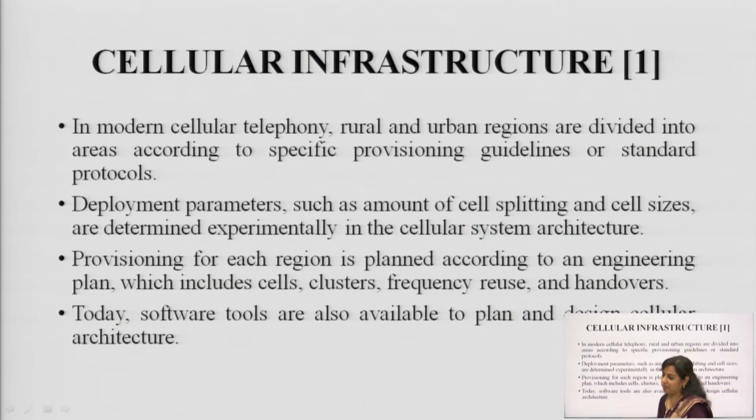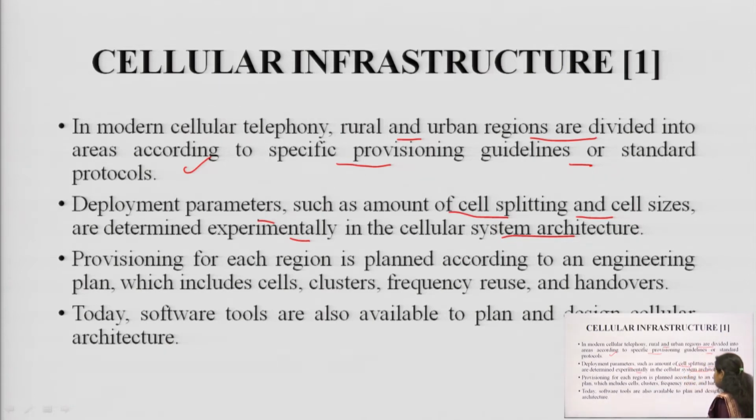Now, cell infrastructure. In modern cellular telephony, rural and urban regions are divided into areas according to specific provisioning guidelines or standard protocols. Deployment parameters such as the amount of cell splitting and cell sizes are determined experimentally in the cellular system architecture. So, provisioning for each region is planned according to an engineering plan which includes the cell, its cluster, frequency reuse and handovers.